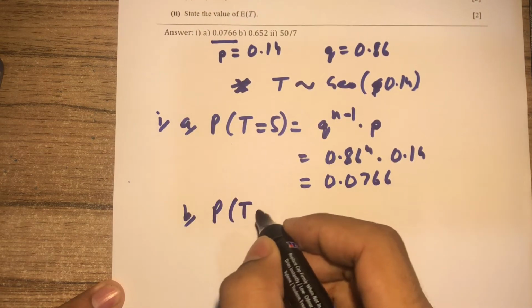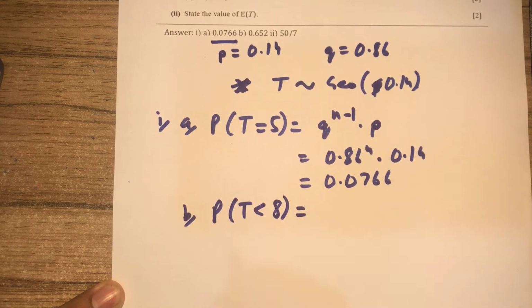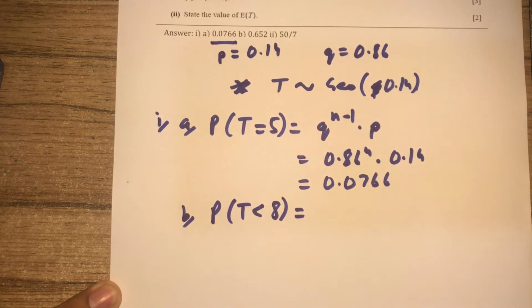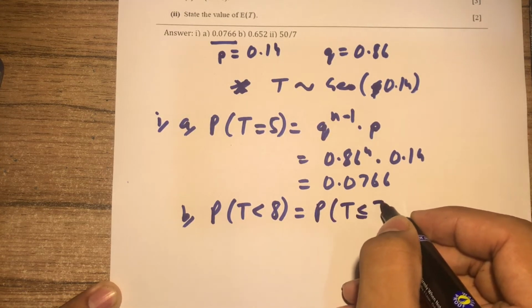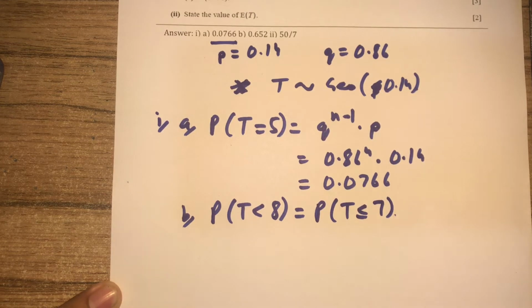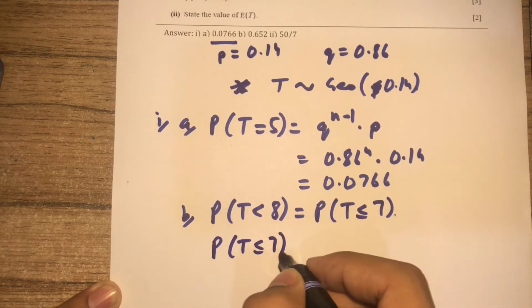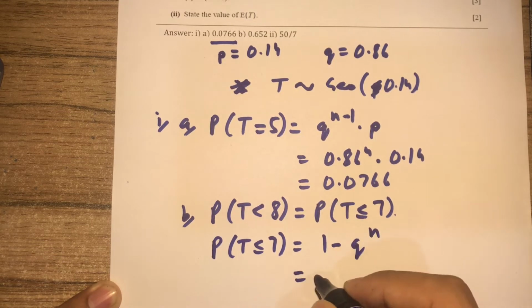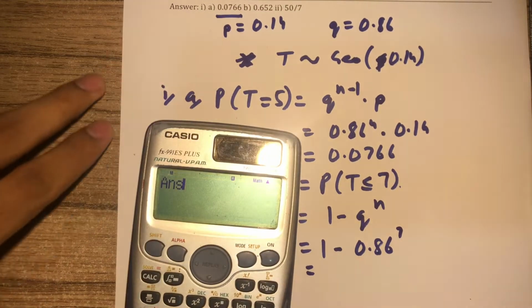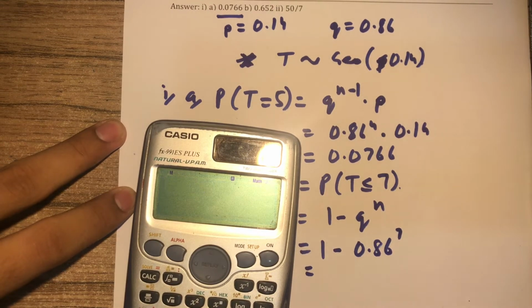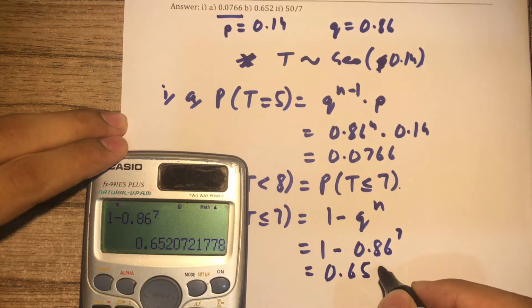So probability of t less than 8 means that the success is in the first try, second try, third, fourth, fifth, sixth, or seventh, not the 8th. So I can also write this as probability of t less than or equal to 7, because 8 is not included and we're dealing with whole numbers, there can't be 7.5 tries, right? So probability of t less than or equal to 7, the formula is 1 minus q power n. So 1 minus 0.86 power 7 equals 0.652.